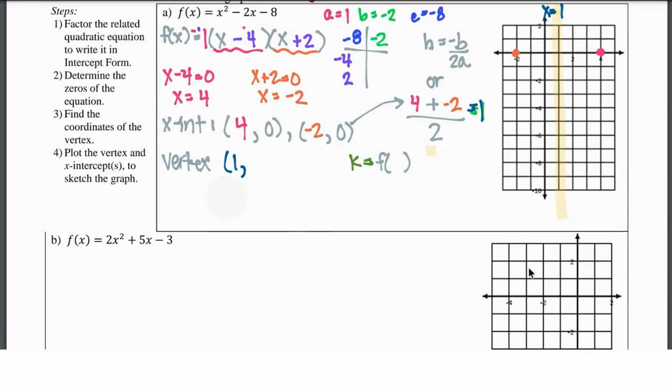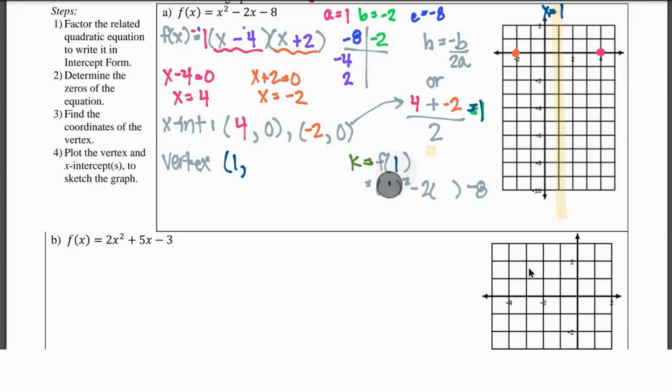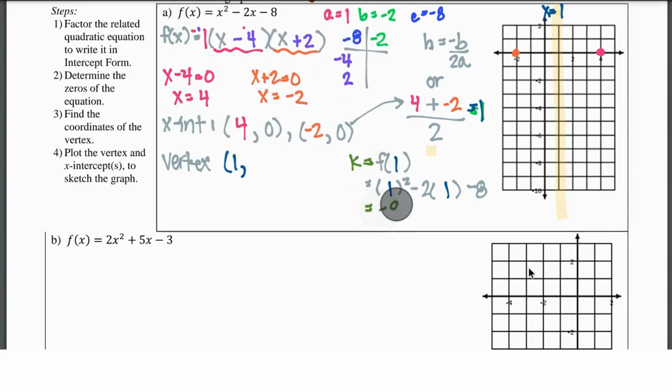By plugging in 1 squared minus 2 times 1 minus 8. So I'm going to plug that h that I got of 1 into each x in my equation. And so 1 squared minus 2 times 1 minus 8 is going to give us a k value of -9. So our vertex is at (1, -9).